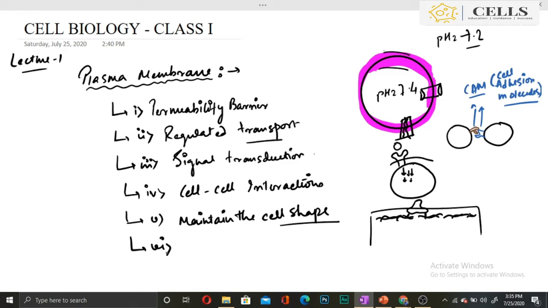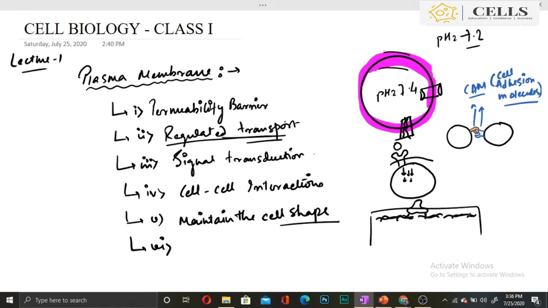You can use the chat box. So it acts as a permeability barrier, it acts as a regulated transport, there is signal transduction, there is cell interaction, there is transport of molecules inside and outside the cell. So yes, we have talked about this, right? Regulated transport, inside or outside. Signal transduction, cell interactions, maintaining the cell shape.